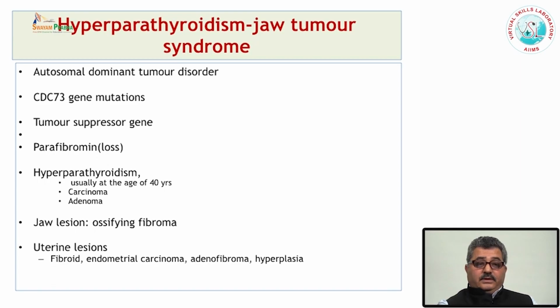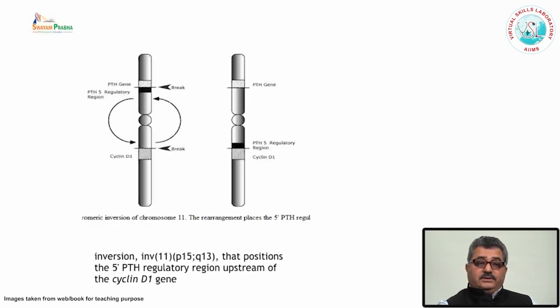Now, the etiopathogenesis of most of these diseases, these adenomas and carcinomas, is not known. Many times they are associated with MEN syndrome, but one of the mechanisms is that in the PTH gene, there is a pericentric inversion. This chromosome gets broken and attached somewhere near cyclin D1, and because of this, the regulatory function of cyclin D1 is lost, and it leads to neoplasia of these glands.